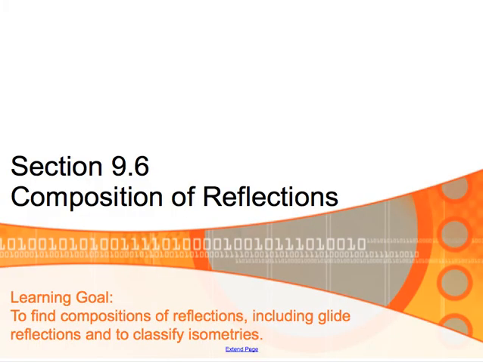And that concludes this video lecture, section 9.6, Composition of Reflections. Hopefully you understand that a composition of reflections leads to either a slide or a rotation. And there's an additional new type of reflection which is called a glide reflection. So this is the combination of both.